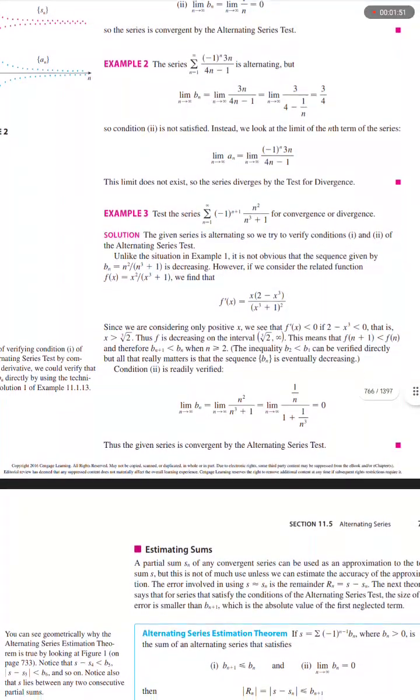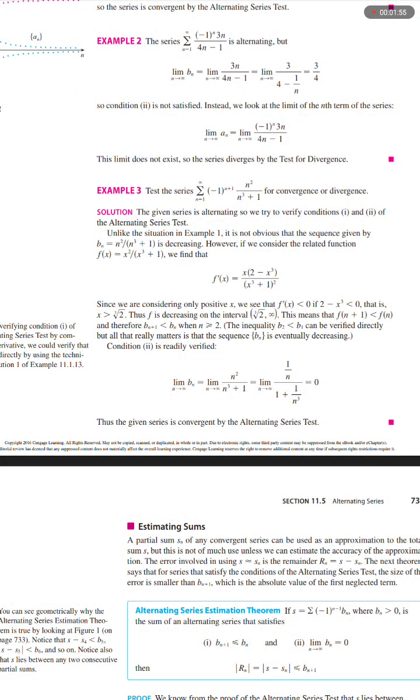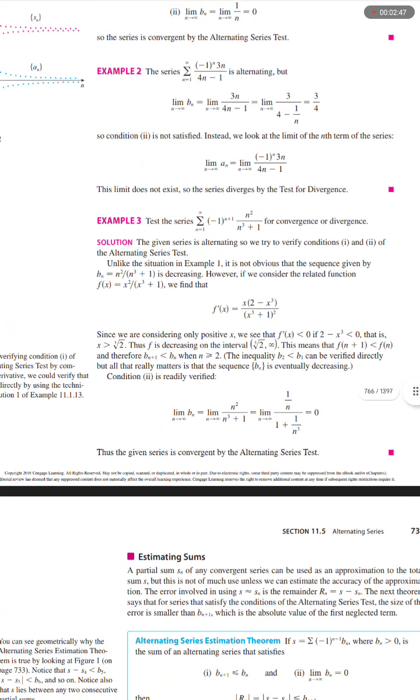Example 2. The series, the sum from n equals 1 to infinity of (-1)^n times 3n over 4n minus 1, is alternating, but the limit as n approaches infinity of b sub n equals the limit of 3n over 4n minus 1, which equals the limit of 3 over 4 minus 1 over n, which equals 3/4. So condition 2 is not satisfied.